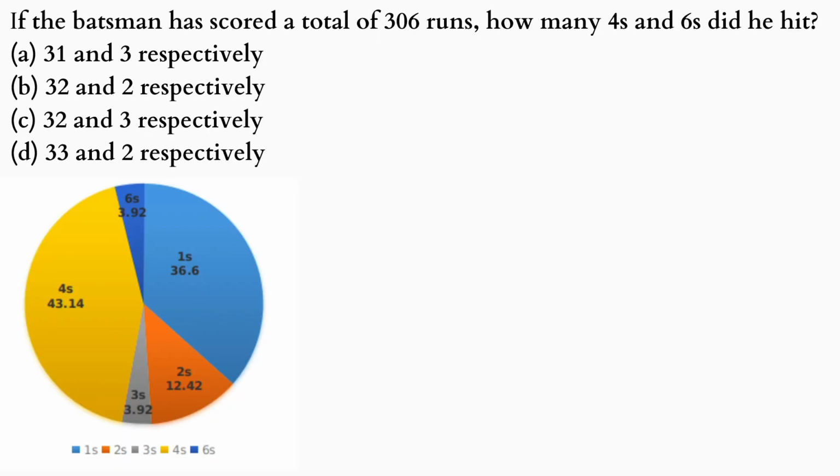So the batsman has scored a total of 306 runs. How many fours and sixes did he hit? Okay, so total score is 306, right? And we are asked to find out not the runs, but how many fours and how many sixes did he hit. So what is the percentage of fours here? 43.14%. So 43.14 by 100 into total runs 306. This is 132. So 132 runs are scored by that batsman in the form of fours, right?